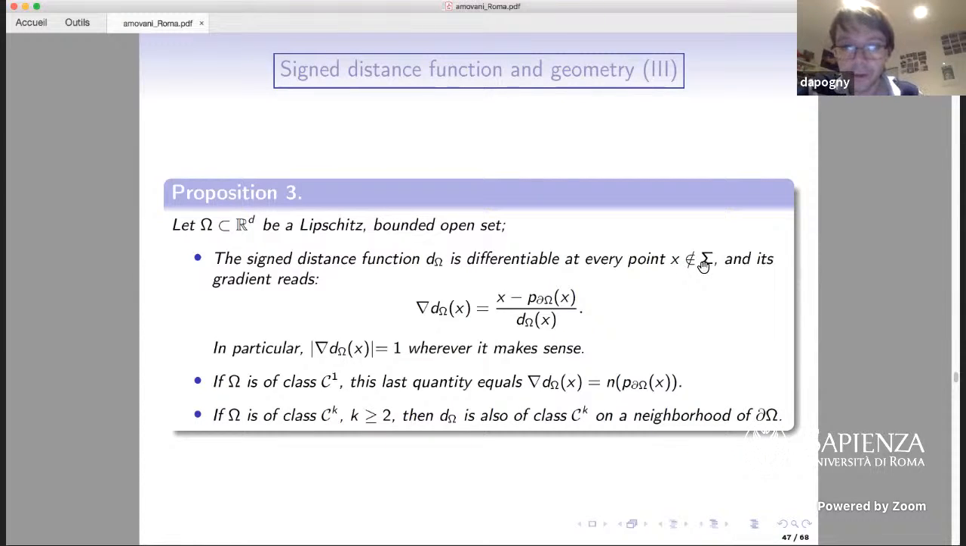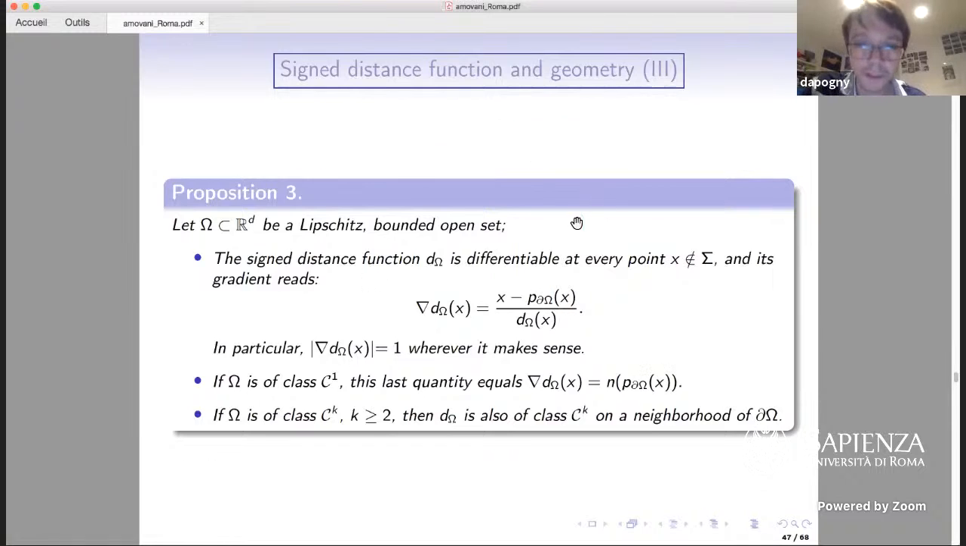So a few more useful properties: in general, the signed distance function is differentiable at every point outside the skeleton, and the gradient reads like this, meaning it's oriented in the direction of the ray between x and the projection point. In particular, this gradient has unit norm. So when, in addition, omega is of class C1, we can prove that this quantity, the gradient of the signed distance function at x, is exactly the normal vector at the projection point. And when omega is a little bit more regular, meaning at least of class C2, then the signed distance function is also of class Ck on the tubular neighborhood of the boundary.